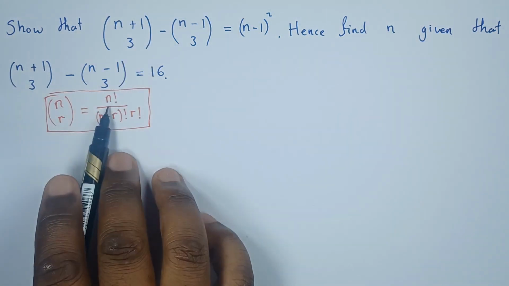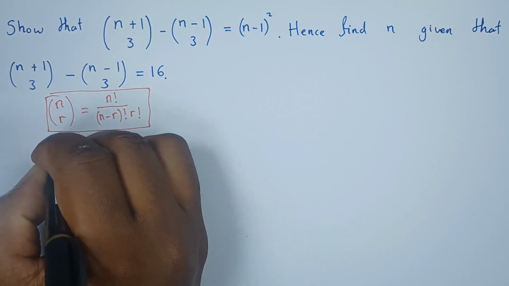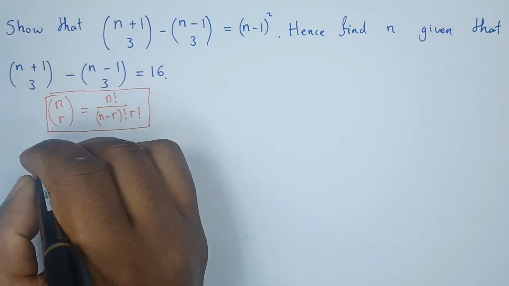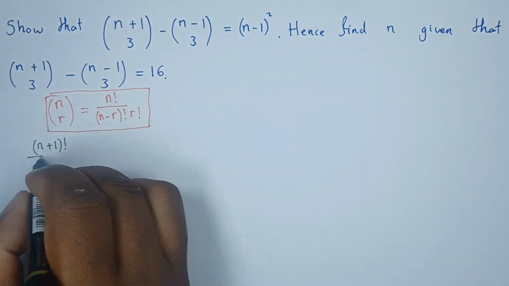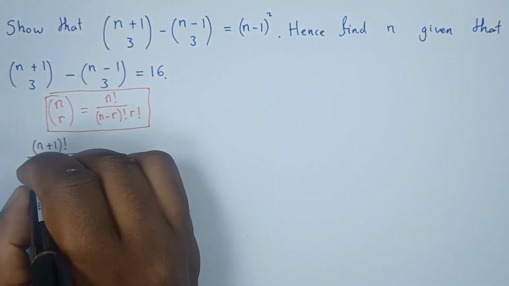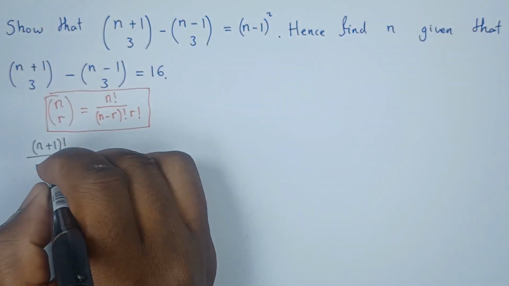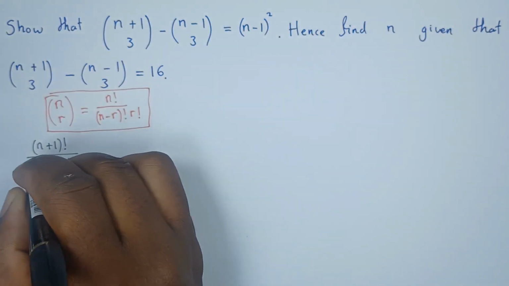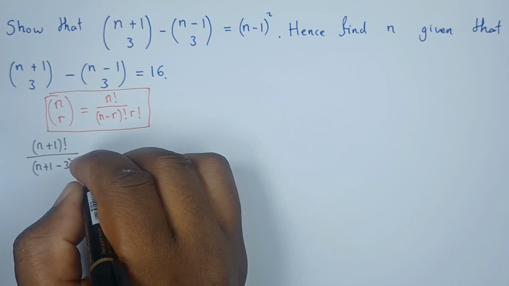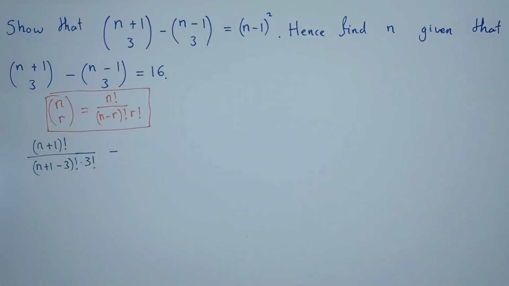Here, let's replace it in the formula. Where there's n, we'll replace it with n plus 1. Remember, we're combining it with 3, so it's (n plus 1) factorial divided by n plus 1 minus r, remember our r is 3, factorial, r factorial. Again our r is 3. So minus this expression that we have here.